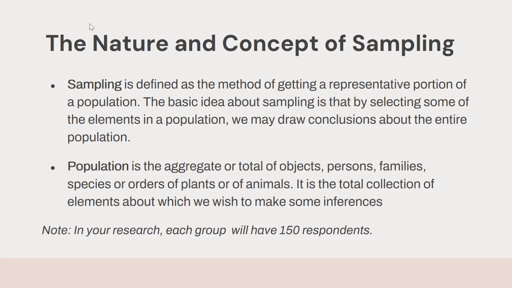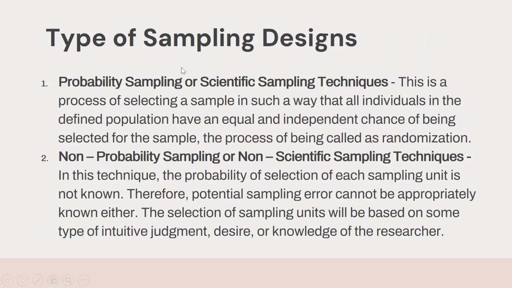Okay? So yes. So we have different types of sampling designs. We have probability and non-probability sampling. Sa probability sampling, tinatawag din natin siyang scientific sampling technique. So this is a process of selecting a sample in such a way that all individuals in the defined population have an equal and independent chance of being selected for the sample. This process is called randomization.